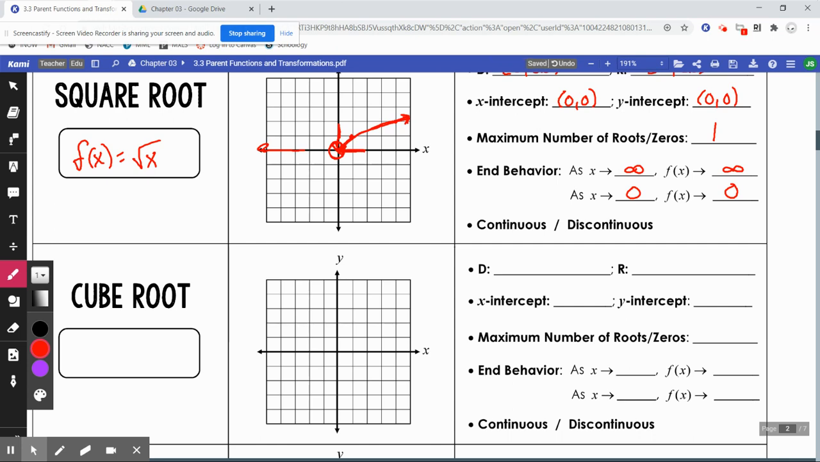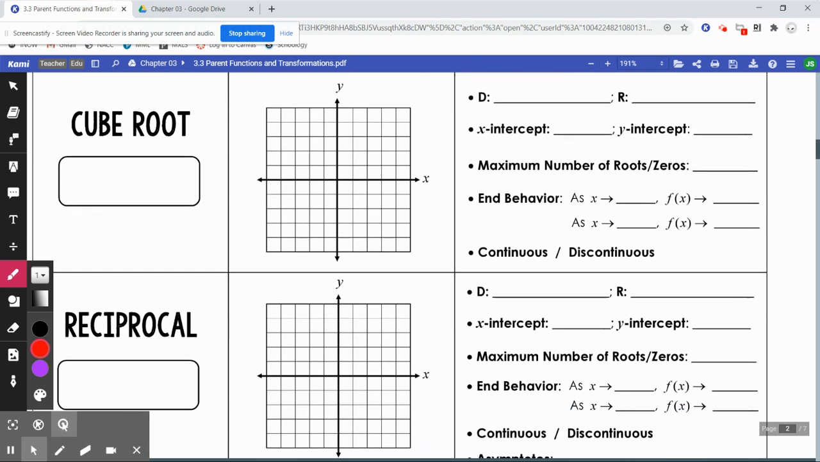Now, different people say different things about this. I'm going to say that it is continuous. However, we've got to be careful, because it's continuous everywhere on its domain. Okay, is it continuous over here? No, because the graph doesn't exist over there. So on its domain from 0 to infinity, yes, this is a continuous graph.